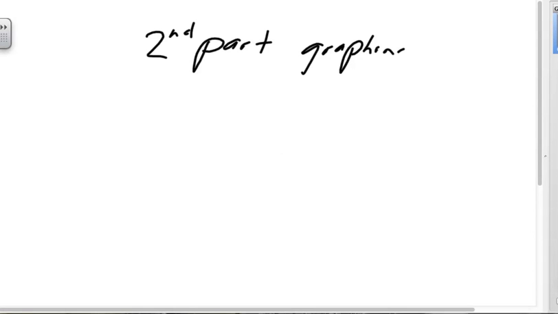Okay, so this is the second part of graphing rationals. Here I'm going to focus on asymptotes, but we're going to graph these things.